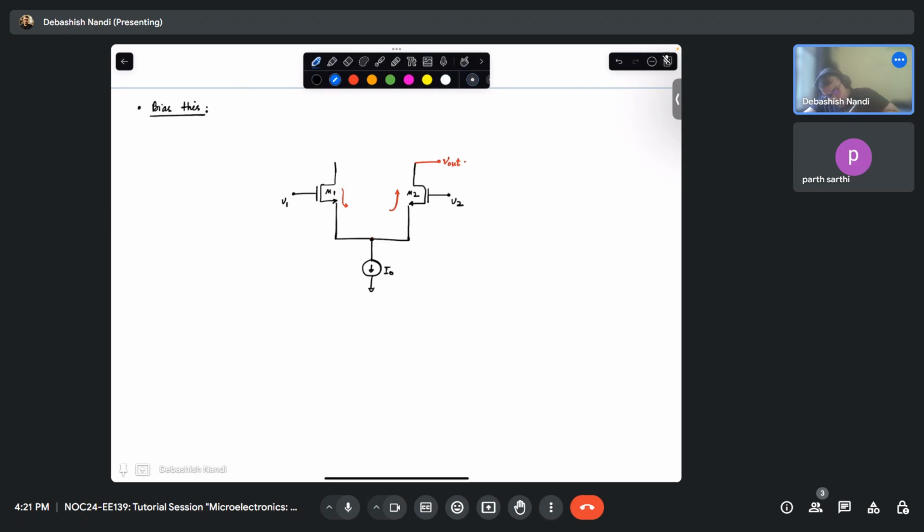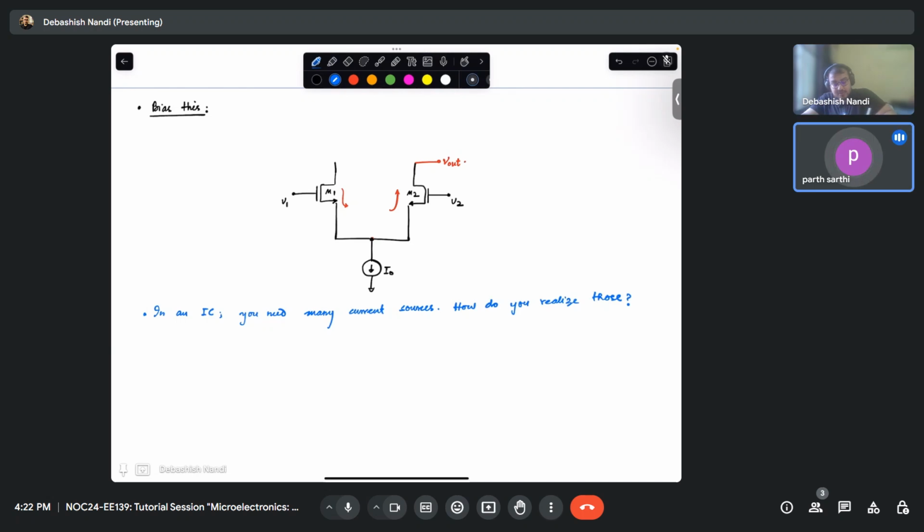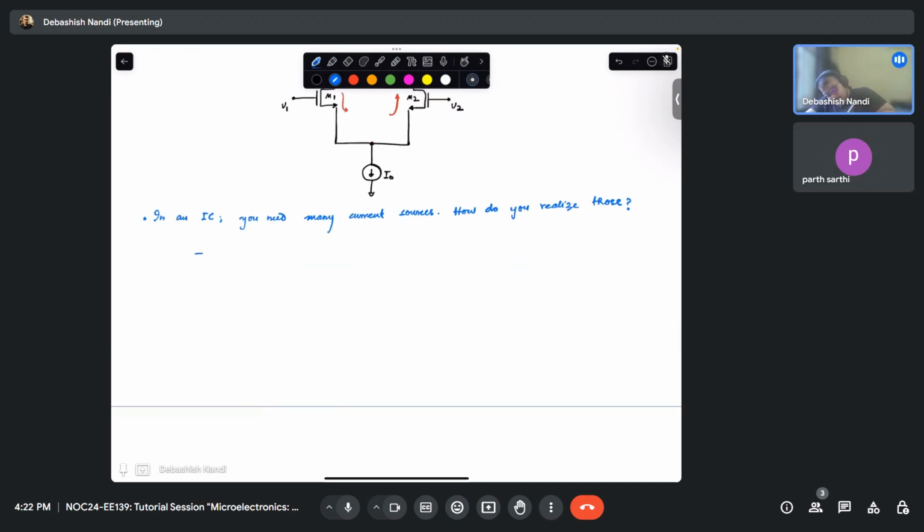Another question is that in an IC, you need many current sources. How do you realize those? Another MOSFET. You actually create a master current source, one current source that is off chip. Off chip means outside your IC. Now I want this current source to be copied. So what will I do? I will use current mirrors.